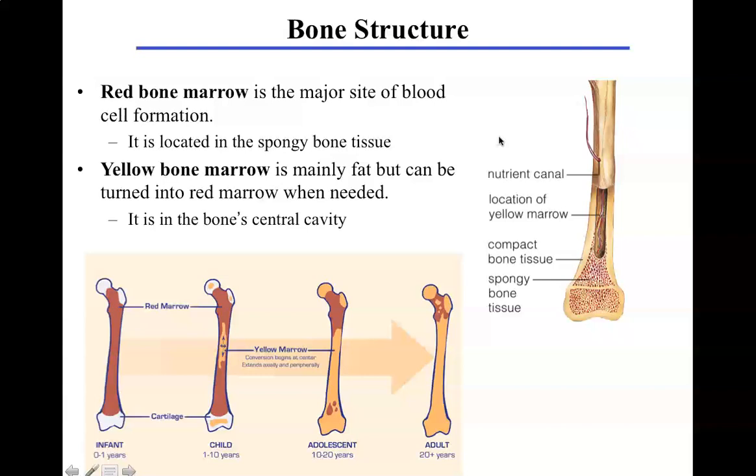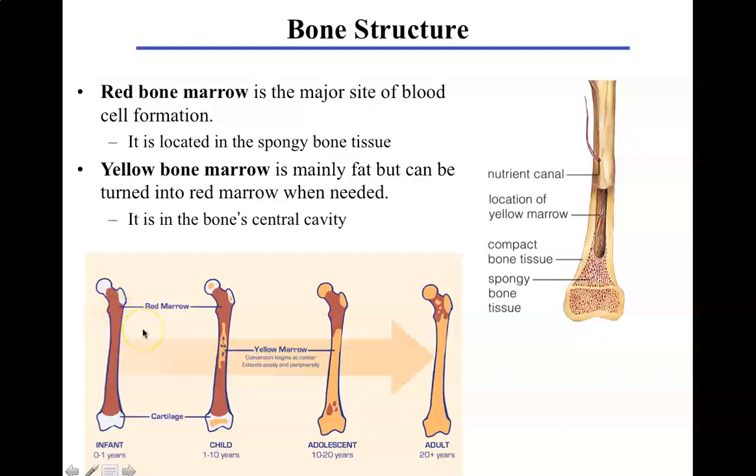Yellow bone marrow is really adipose tissue. It's fat, right? And we find it in the central part of the bone. So down here we can see how bones develop. When we're first born, our bones are still pretty hollow, so a lot more spongy. Got a lot of cartilage on the outside. You'll see more of that in the next slide.